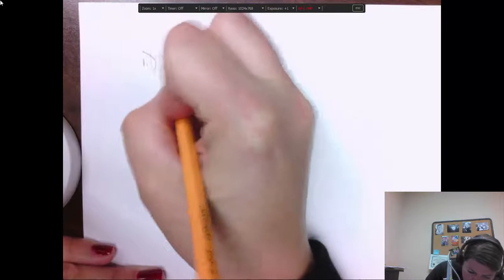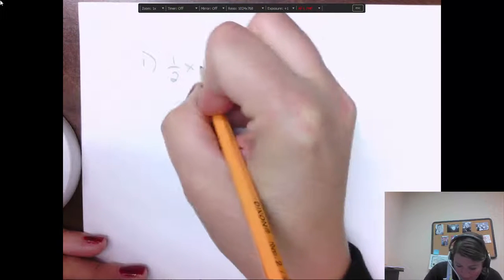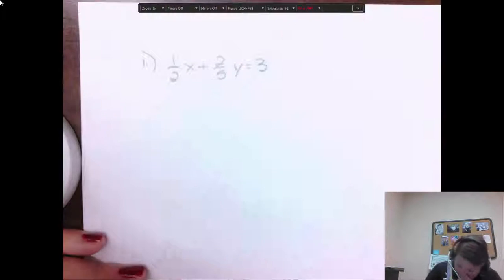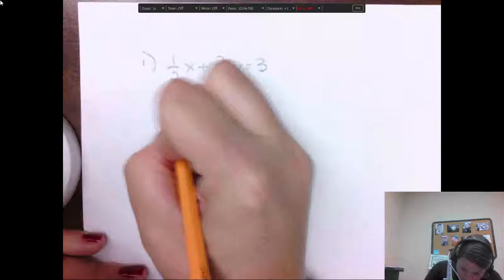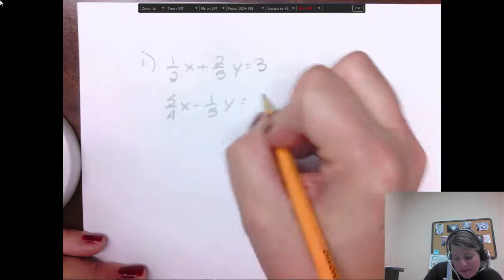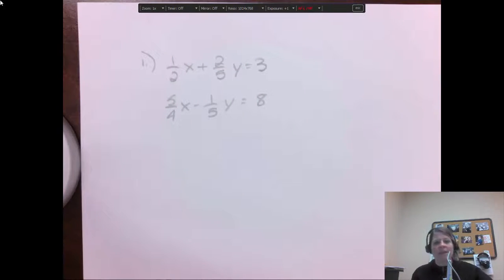My only problem I'm going to do on this video: 1/2 x plus 2/5 y equals 3. And the other equation I have is 5/4 x minus 1/5 y equals 8. So those are my two original equations. What we want to start with is multiplying by a common denominator. What this does is get rid of your fractions, and then you can easily solve it from there. This step really helps you understand what's going on. Otherwise, it's a lot harder.